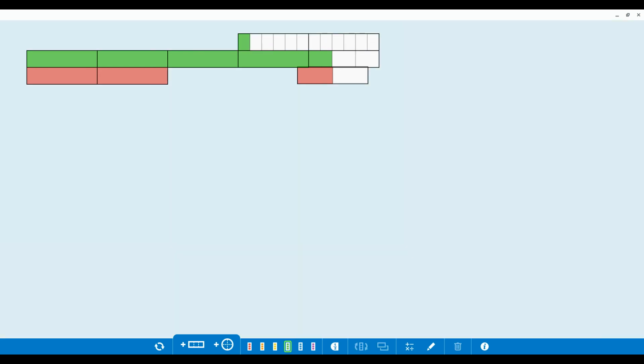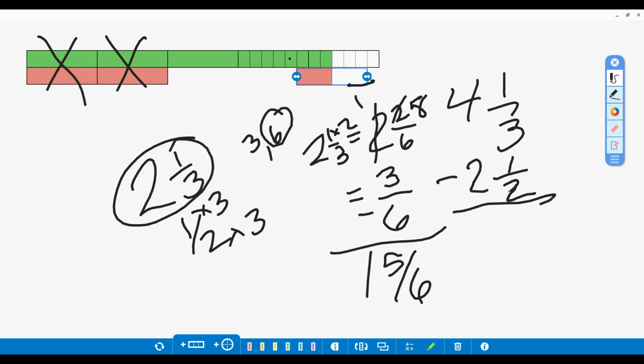And this is what happened with our equation. So we broke that whole into 6. And you will see as I remove those 3/6 that I am left with one whole, and then 1, 2, 3, 4, 5, 6. So we have 1 and 5/6.